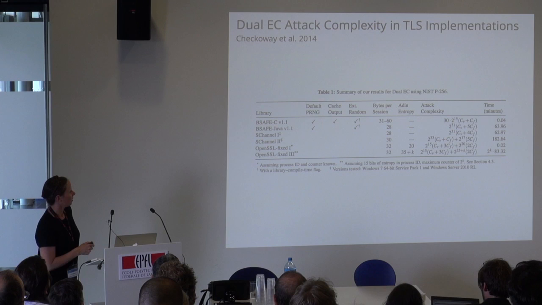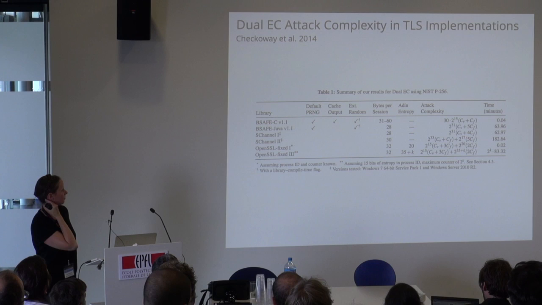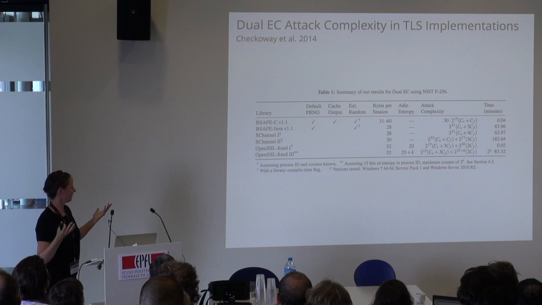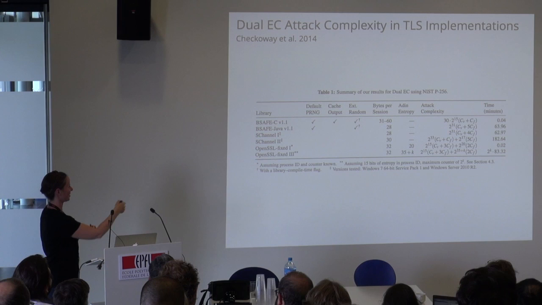They get very feasible complexity estimates, but there are some problems. Among other things, the OpenSSL library implemented the dual EC algorithm, but there was a bug in their implementation, which meant that it was not actually usable by anyone, and apparently nobody had noticed. So the authors of this paper actually had to fix this bug in order to carry out the attack.